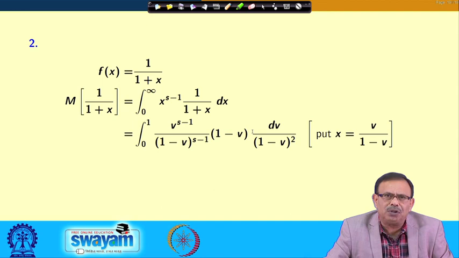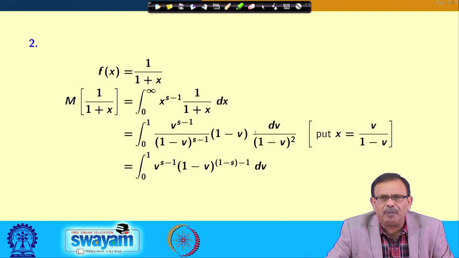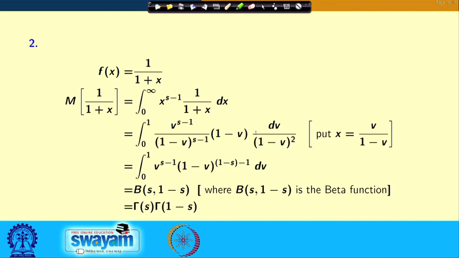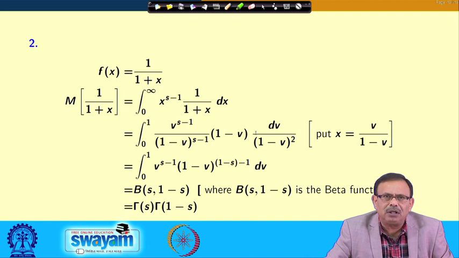So, this becomes this integral, and I can write it as the integral from 0 to 1 of v to the power s minus 1 into (1 minus v) to the power minus s, and minus s can be written as 1 minus s minus 1, into dv. And this function is nothing but the beta function, beta s, 1 minus s. And this equals gamma s into gamma 1 minus s, so that the Mellin transform of 1 by 1 plus x equals gamma s into gamma 1 minus s.